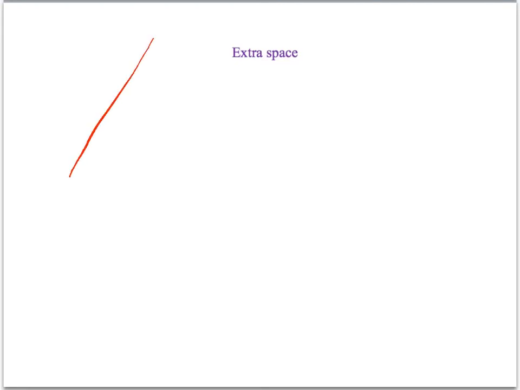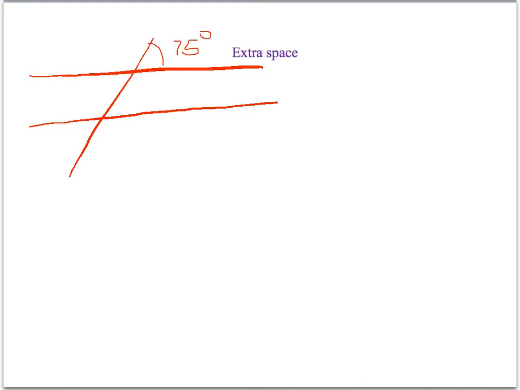So if I have this transversal cutting these parallel lines, and I know that, say, this angle right here is 75 degrees, and I want to know what this angle X is, well, this 75 degree angle and angle X are alternate exterior angles, and the alternate exterior angles theorem says that if a transversal cuts through two parallel lines, then the alternate exterior angles are congruent. So X equals 75 degrees.